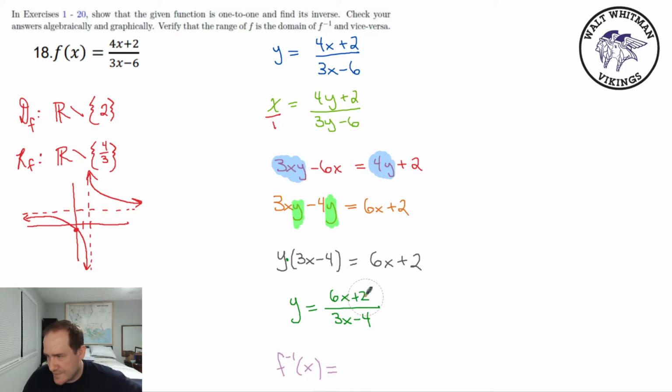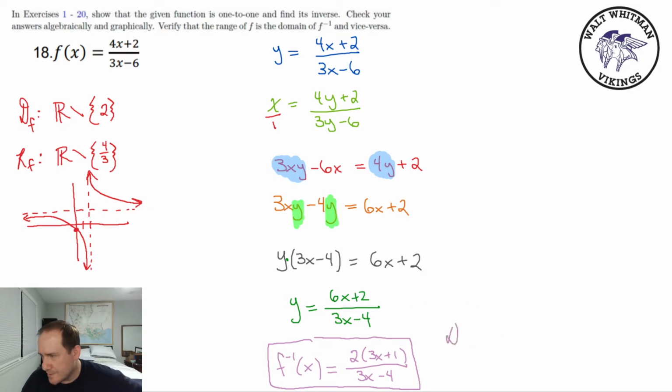The other thing we should do is factor. Anything we can factor out, we're supposed to factor. So that includes just pulling out a factor of 2, just so you can say 3x plus 1 all over 3x minus 4. But there's our inverse function.